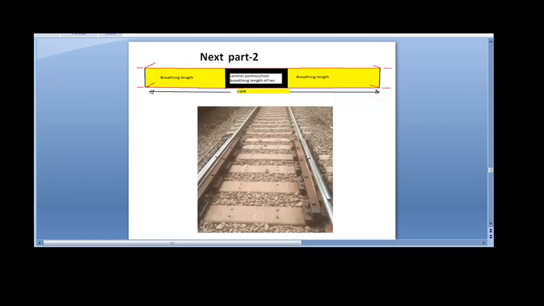In the next part, I am saying in this video that SEJ was provided to take care of expansion and contraction of this breathing length portion only. So what about this central portion? Is it going to expand or not? If it wants to expand, then where will it go? That is something I will answer in the next video. Also, we should know how much length the breathing length means. What should be the length of this breathing length portion? That you should also know.